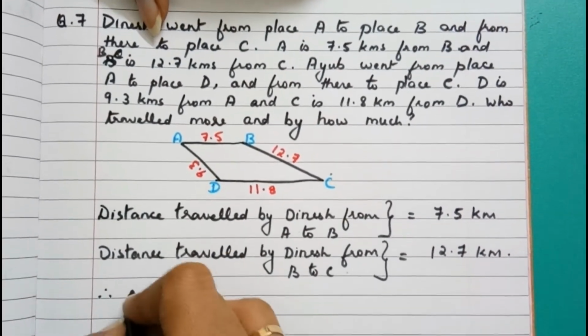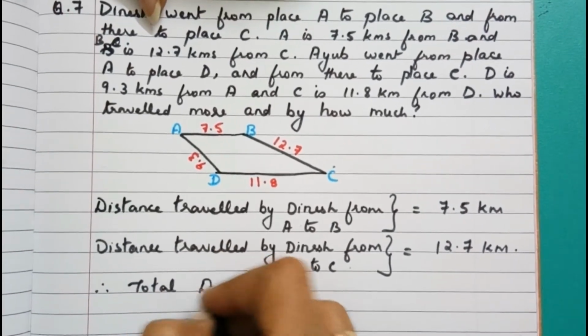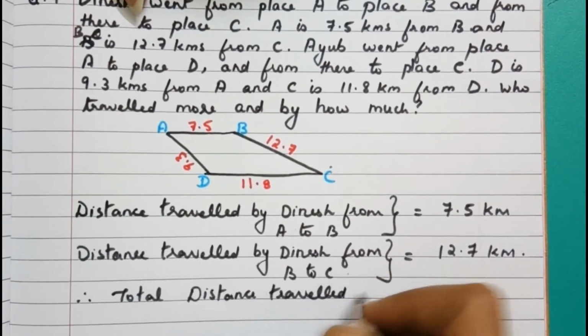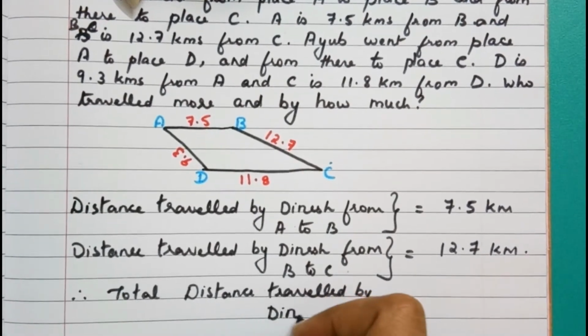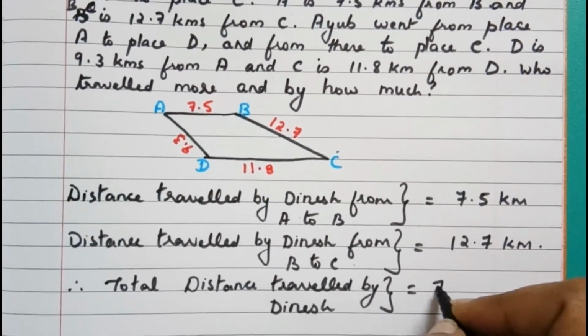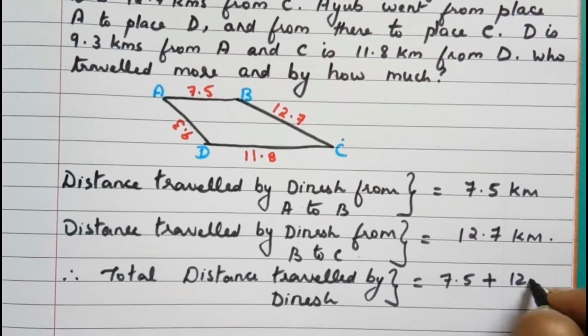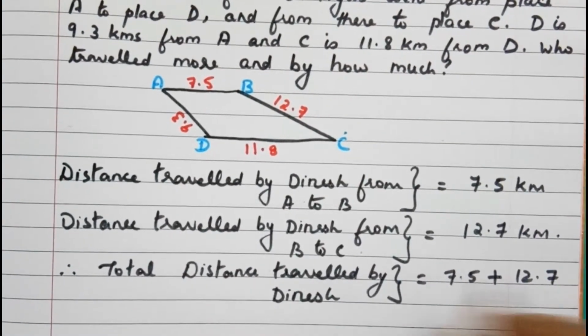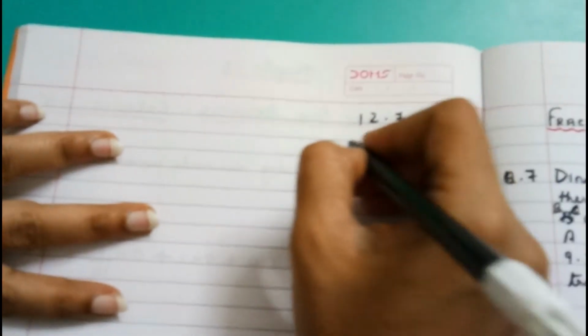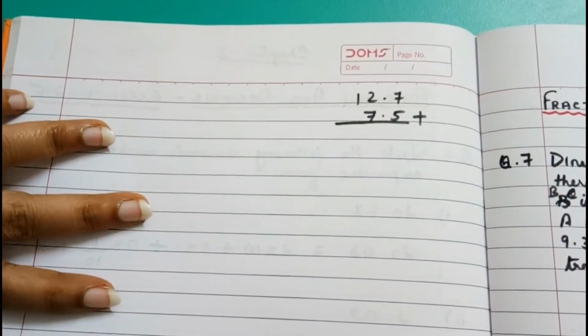So first, as I said, we will have to find the total distance travelled by Dinesh. So therefore, total distance travelled by Dinesh. Okay? What will be the statement? How will we find it? 7.5 plus 12.7. Okay? So we will calculate here 7.5 plus, since there are two numbers, we'll take this at the top, 12.7. Okay? Now 7 and 5.